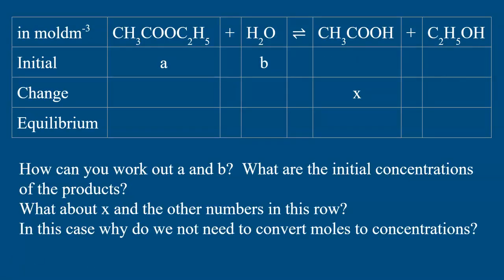Now here's how we set up these calculations. We set up a little table. You don't have to draw the lines, that's not a requirement, but what I want you to do is work out A and B and then work out X and see if you can work out the other numbers in this row. And there we are. There's the question. In this case, why don't we need to convert moles to concentrations? So pause the video now and see how you get on with that.